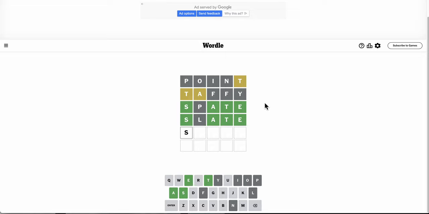Shape doesn't work. Oh, skate could work. Wow. Doesn't work. Straight. Oh, state, I think is the next option. Phew.